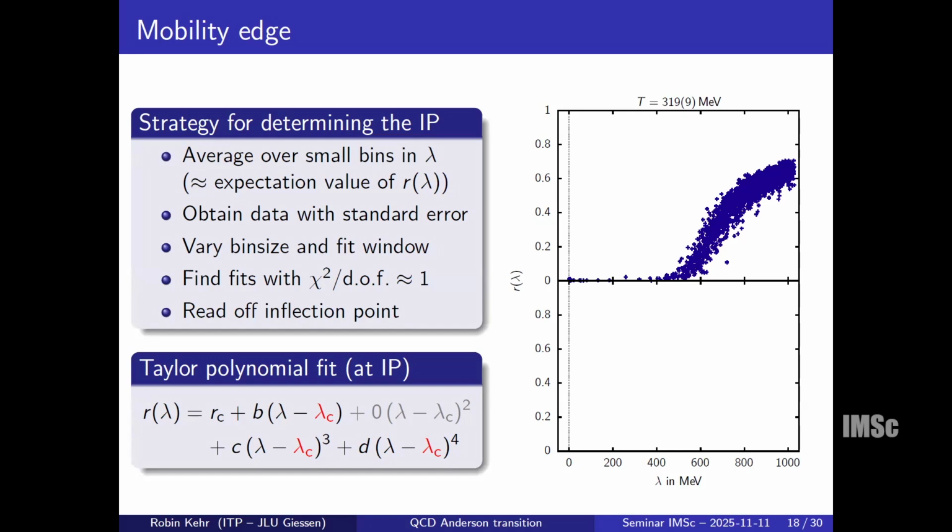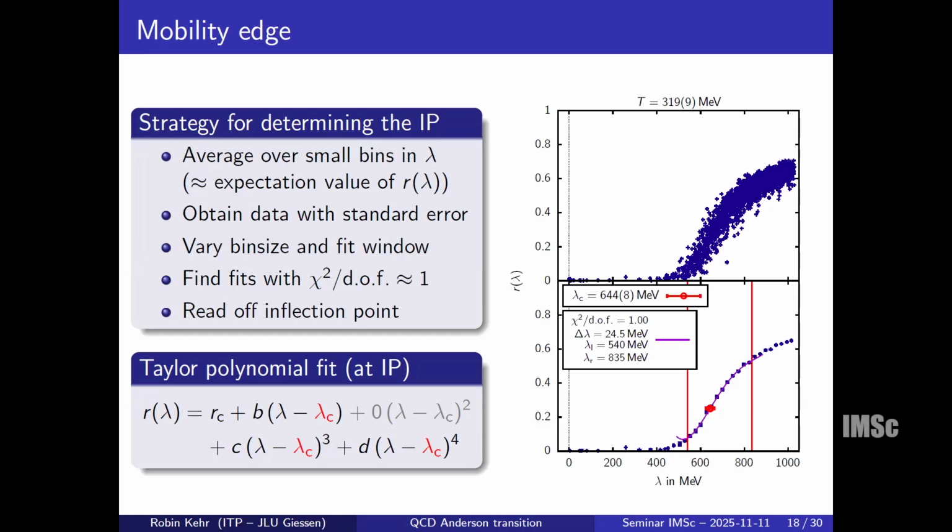As fit ansatz, we use a Taylor polynomial around the inflection point. The second order vanishes, and then we can just read off the inflection point, which is denoted by lambda c here at the end. This procedure works very well, since we are really up to 2 digits, and we reach chi-squares of 1. These red vertical lines indicate the fit window, and in the table the bin size is also denoted. This is the result we get for one example temperature, our mobility edge.